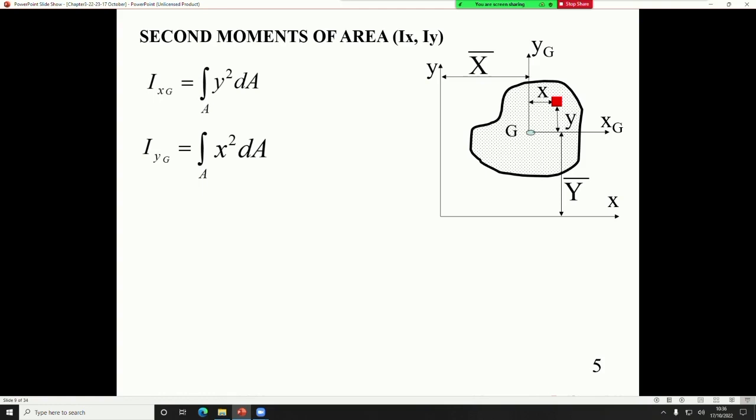Now I can write the same equations with respect to the global coordinate system, xy. I can say Ix is equal to the integral of y squared dA, and Iy is equal to the integral of x squared dA. Or I can easily prove mathematically that Ix is equal to I with respect to xg plus y bar squared multiplied by A, and Iy, with respect to the global axis, is equal to I with respect to the local axis plus A x bar squared, which we call the parallel axis theorem.